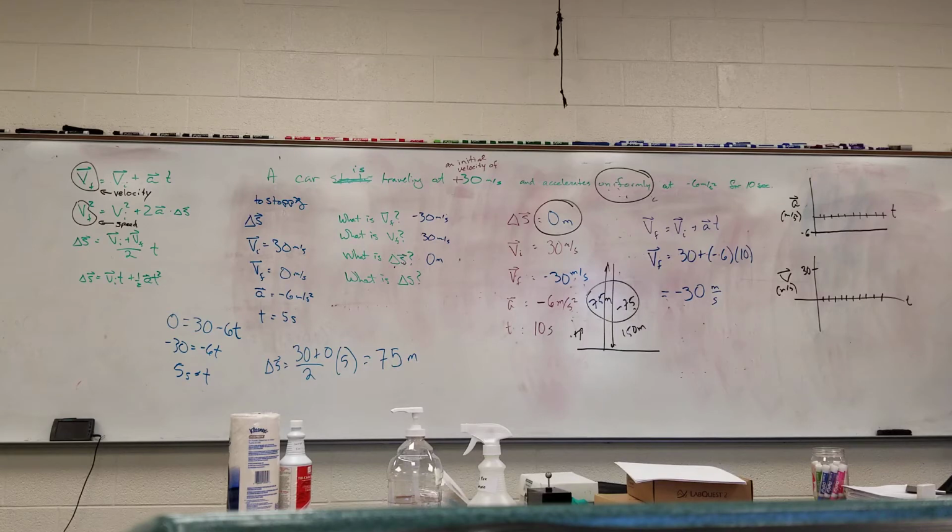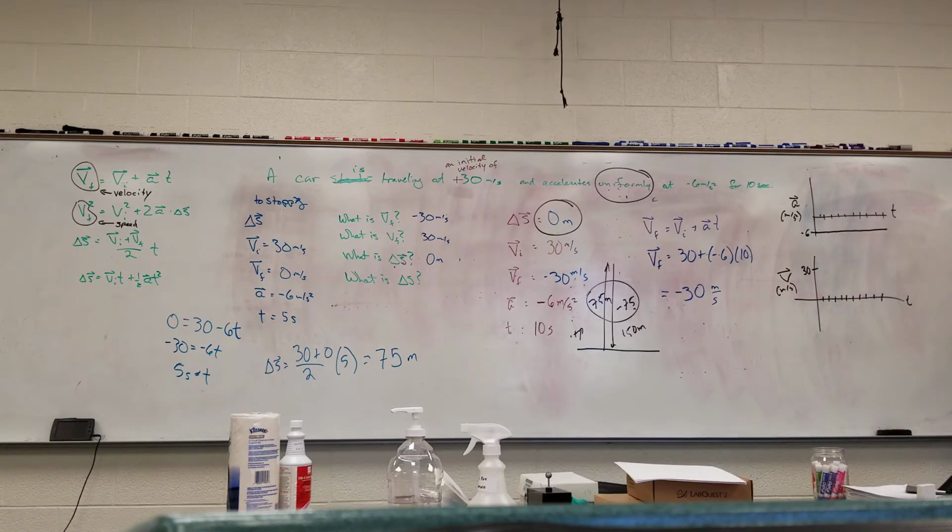Is it also a straight line or a horizontal line? It won't be a horizontal line. Remember that acceleration is the slope of this graph. So if this is horizontal, that means the velocity is constant, which says the acceleration is 0.